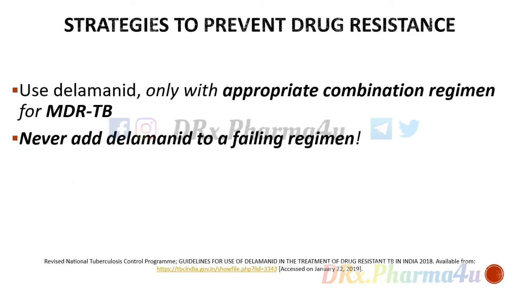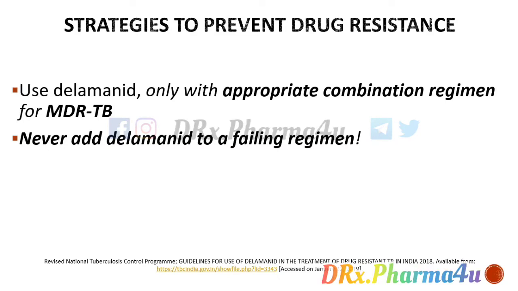What are the strategies? We always say that a newer antibiotic has come, a newer antiviral has come, it is a blessing, we keep on saying. But finally what happens, we use it so much, so unnecessarily that resistance develops. So what are the strategies to prevent DELAMANID resistance? Number one, use DELAMANID only with an appropriate combination regimen for MDR-TB. And number two, you should never add DELAMANID to a failing regimen.